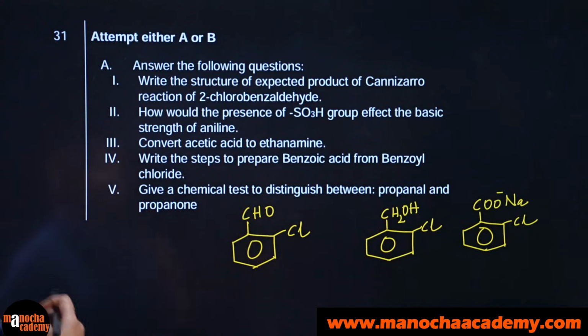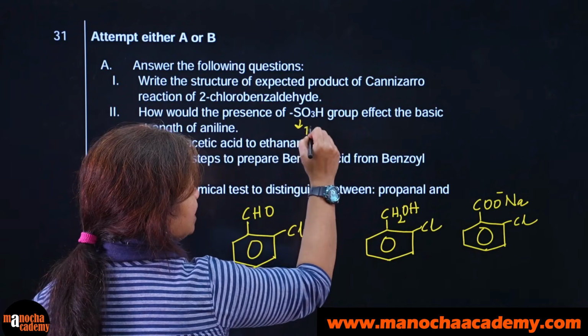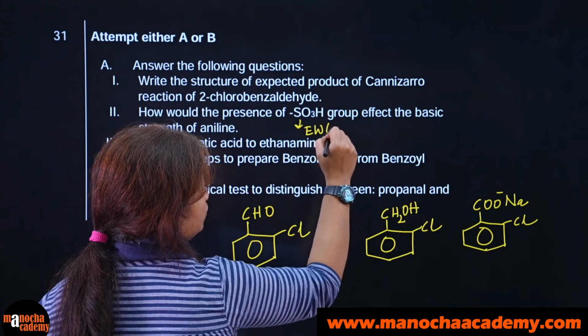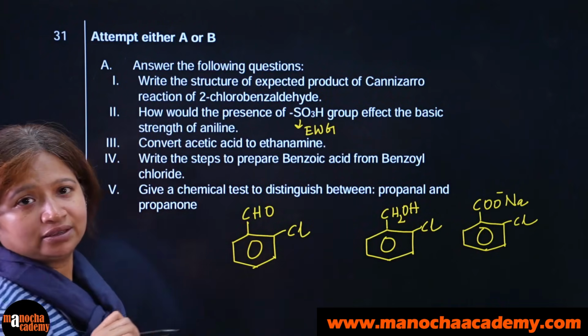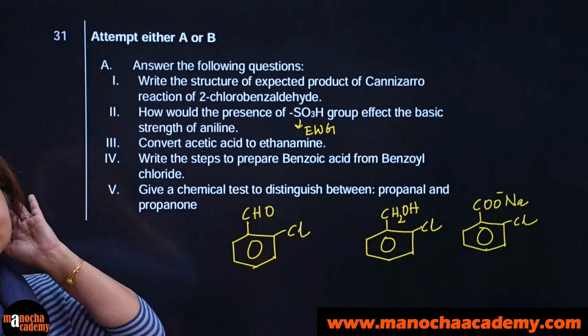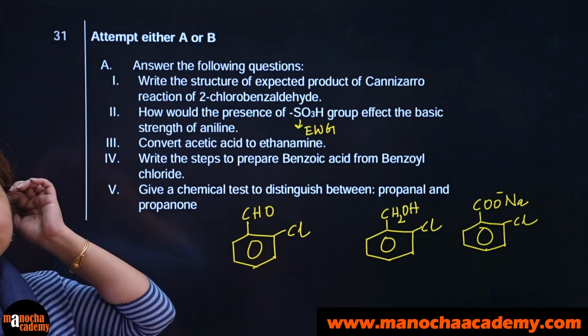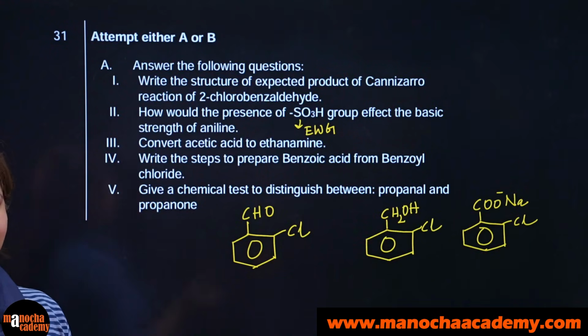Now, how will the SO3H group affect the basic strength of aniline? Here the SO3H group is an electron withdrawing group. This is the first thing you have to write. It's an electron withdrawing group, and so the basic strength of aniline will decrease, because we know that an electron withdrawing group decreases the basic strength of amines and vice versa.